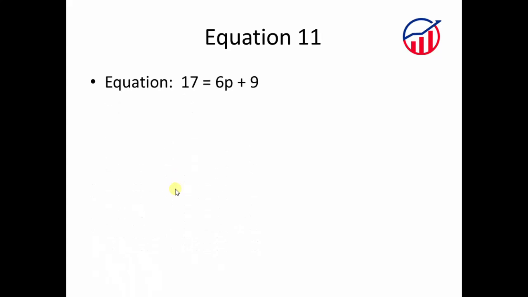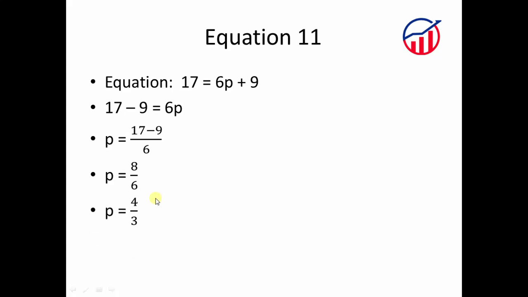Equation 11. So equation 17 is equals to 6p plus 9. 17 minus 9 is equals to 6p. So you have p is equals to 17 minus 9 upon 6, which is 8 upon 6. Further simplified, 4 by 3, and which is approximately equal to 1.33 in decimals.